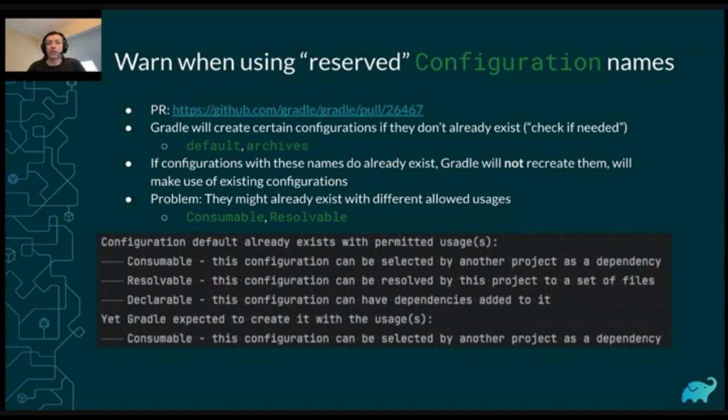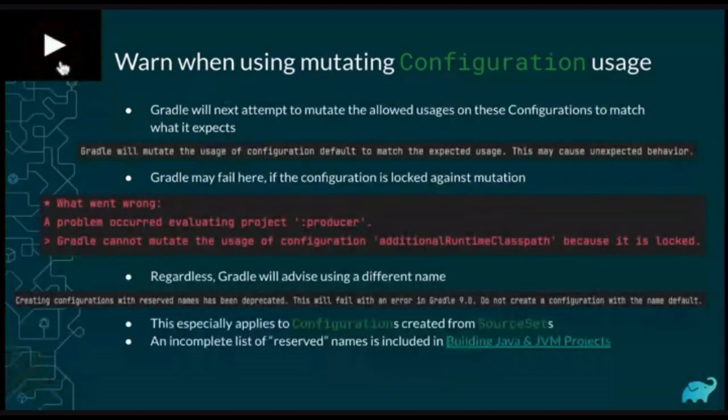So now when Gradle sees that you have already created a configuration that it expects to be creating itself, and the usage differs, it will warn you about this situation, tell you exactly how its expectations are misaligned with what exists in your project. Yeah, and actually we have even more improvements for propagation. And the next one is about mutating configurations, so especially important for configuration cache and others.